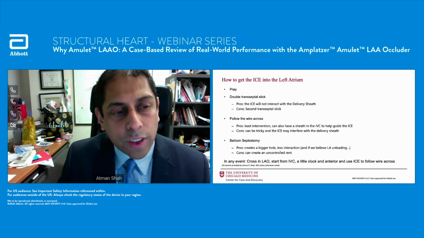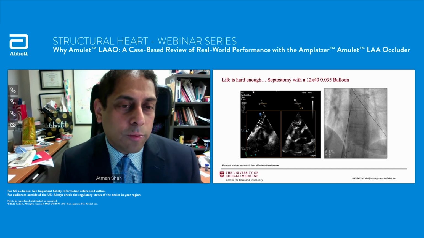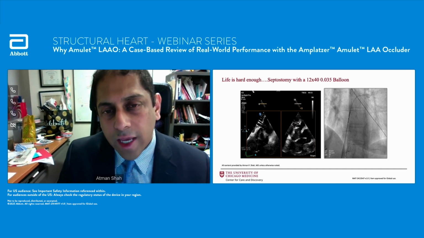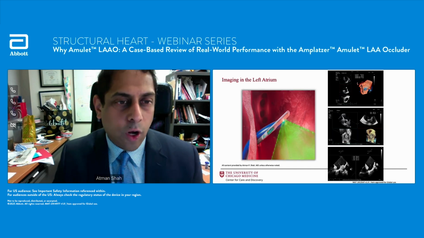What we tend to do is a balloon septostomy. Life is hard enough as it is, so using a 12 by 40 balloon, we go ahead and create a septostomy and then allow passage of the ICE catheter over our wire. I found that it's helpful in the RAO to follow my wire across.